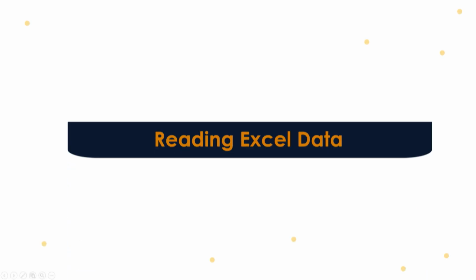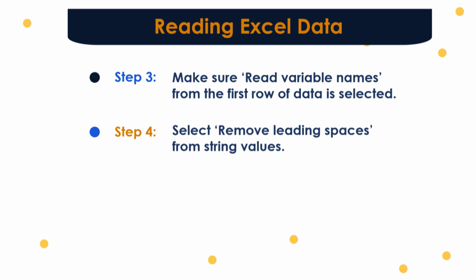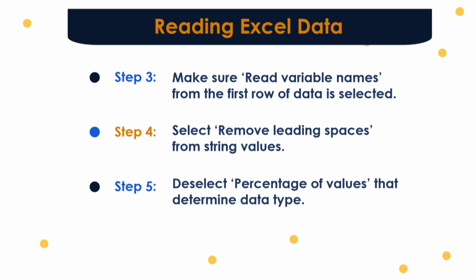Next, we will be discussing the remaining steps for reading the Excel data. In step 3, make sure read variable names from the first row of data is selected. In step 4, select remove leading spaces from string values. In step 5, deselect the percentage of values that determine data type. This is what we showed in the previous slide.